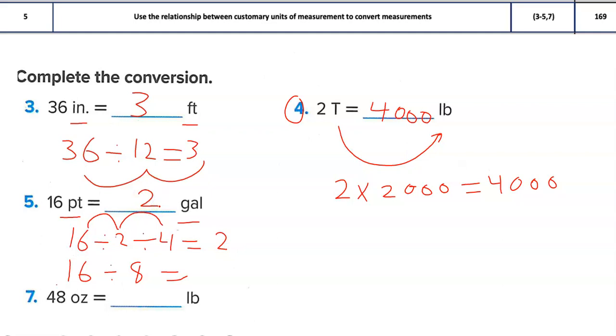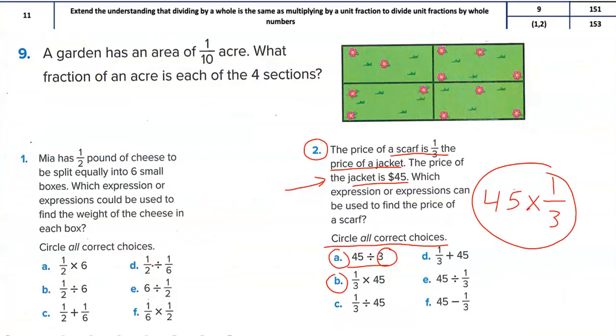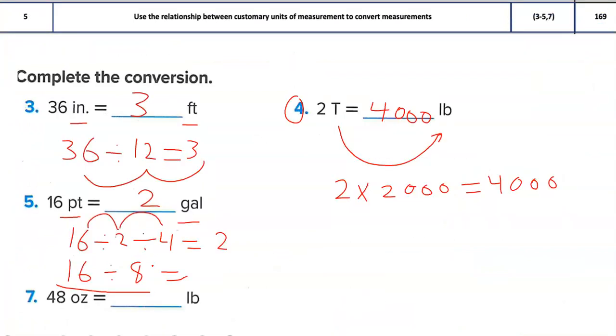Let us divide directly. When you go from pint to gallon, you divide by 2 and then divide by 4. So 2 times 4 equals 8, so we divide directly: 16 divided by 8 equals 2. So we get the same answer. You can do it this way or this other way.